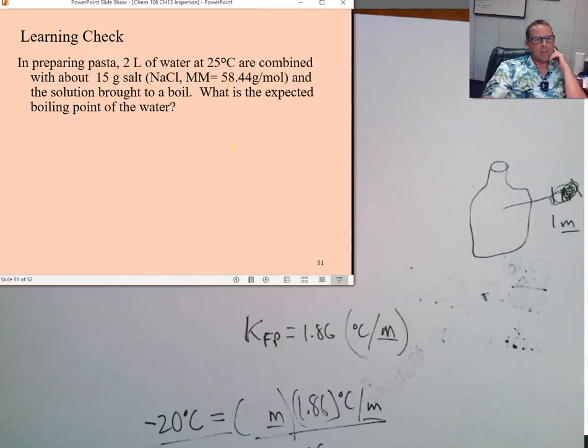this one here. In preparing pasta, 2 liters of water at 25 degrees Celsius is combined with 15 grams of salt, and the solution is brought to a boil. And we would like to know what the boiling point of the water will be. Okay, so we have 2 liters of water, and we have 15 grams of salt. What will be the boiling point of this solution?